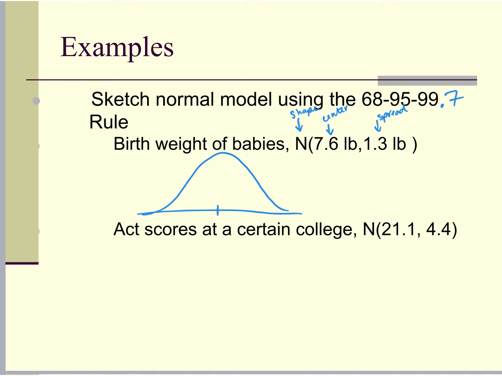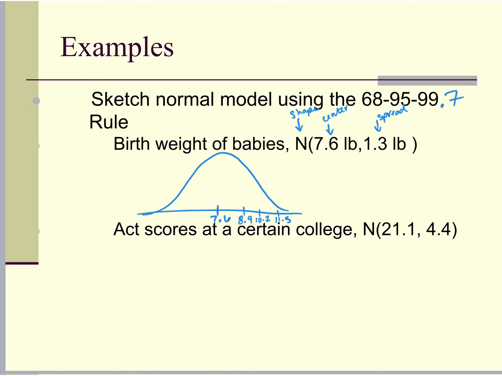In this case, our mean is what? 7.6. And then the next is plus 1 standard deviation. So 1 standard deviation would be how much? 7.6 plus 1.3 is 8.9. And then we add 1 standard deviation again. 8.9 plus 1.3 is 10.2. And then 1 more standard deviation, 11.5. That's what our normal model looks like in context.